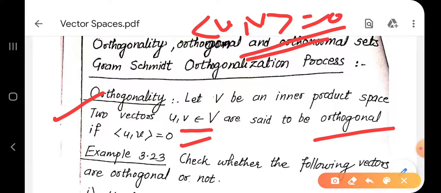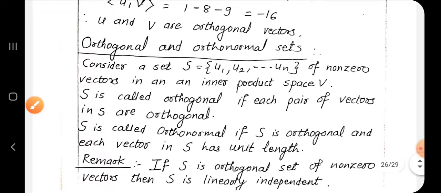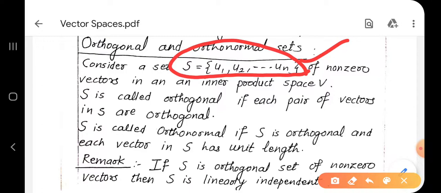Now from this we can define orthogonal set and orthonormal set. Orthogonal set and orthonormal set we are going to define here. So let S be a set of vectors u1, u2, and so on up to un. These vectors are non-zero vectors, and this set is a subset of vector space V. Means we can take these vectors from vector space V. The set S is called orthogonal if each pair of vectors of S is orthogonal.